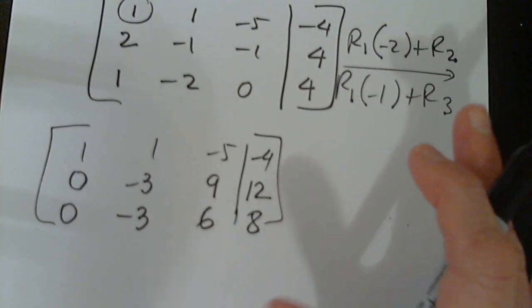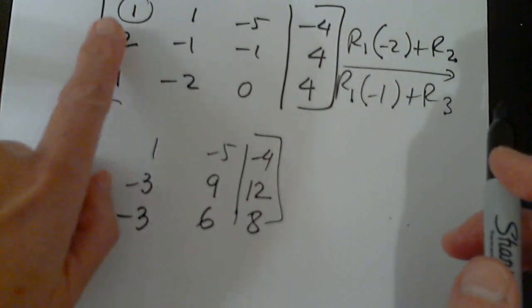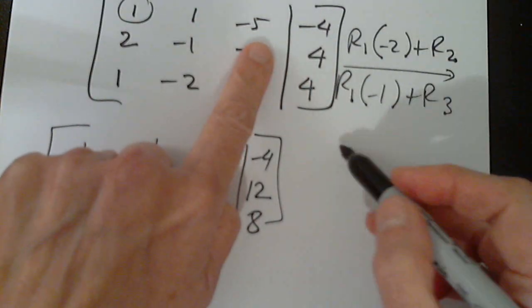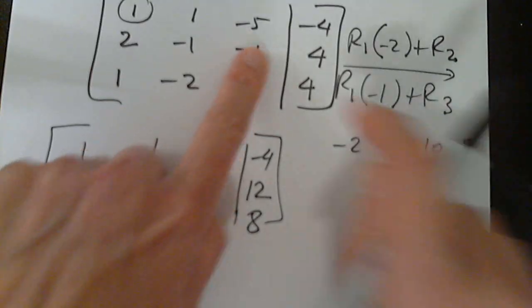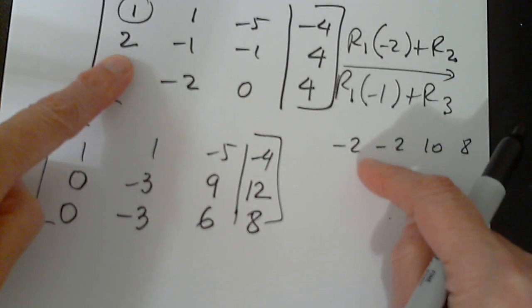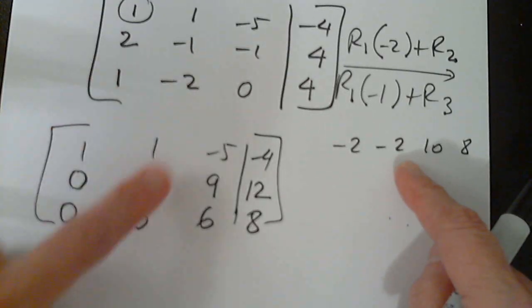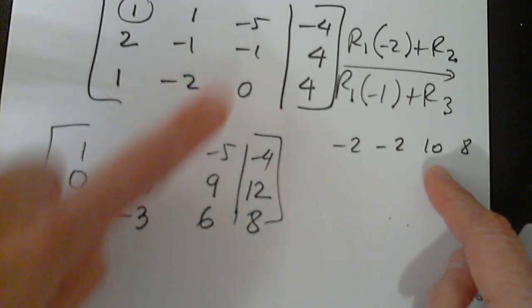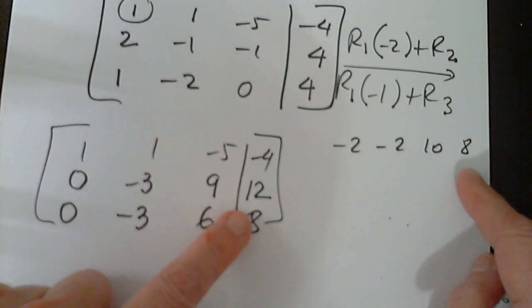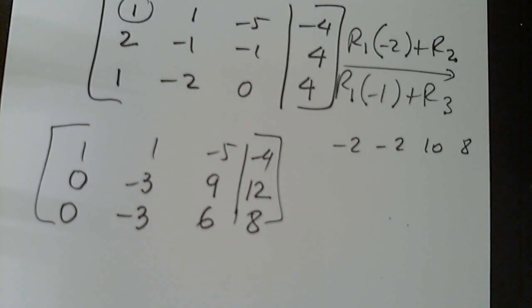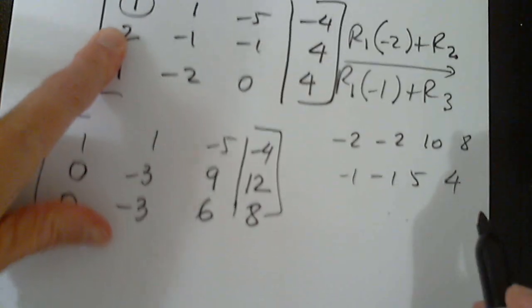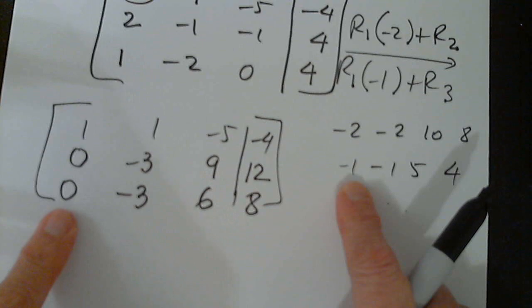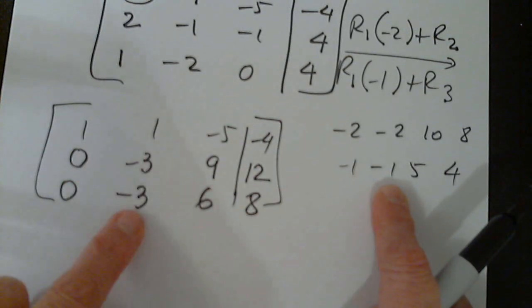Now, if it's easier for you to write it on the side, you can do that. So let's multiply all this row by negative 2. Negative 2, negative 2, 10, and 8. These are the numbers that have to be added to the second row. Negative 2 with 2, negative 1 with negative 2, negative 1 with 10, and 4 with 8. When I multiply this row by negative 1, I get negative 1, 5, and 4. This is added here to get this. This is added here to get this.